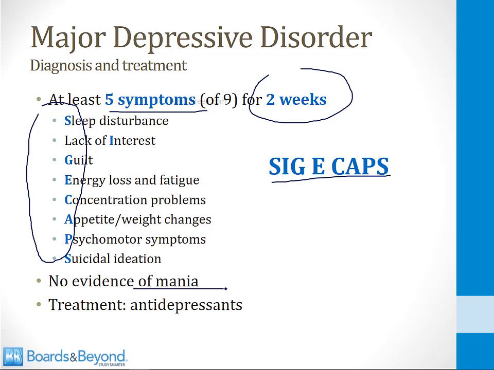If a patient has evidence of mania, either at diagnosis of depression or in the past, then they have bipolar disorder, not depressive disorder. We'll talk more about that in a minute. And the treatment is with antidepressant drugs, which I talk about in another video.